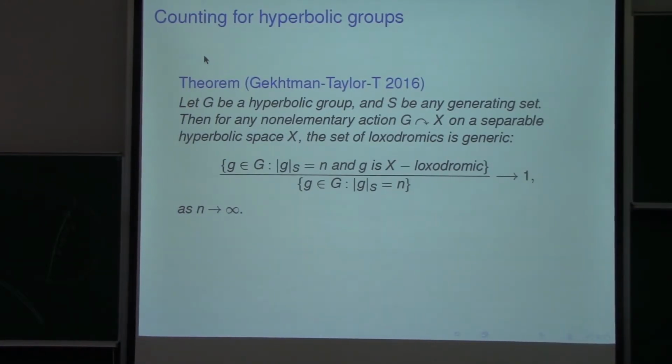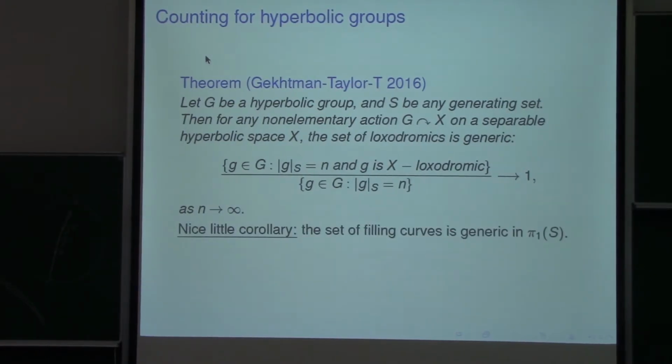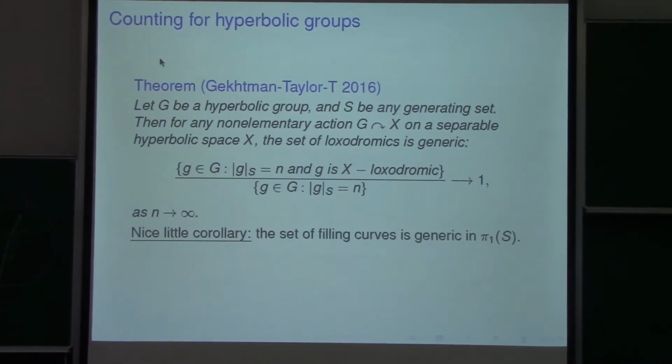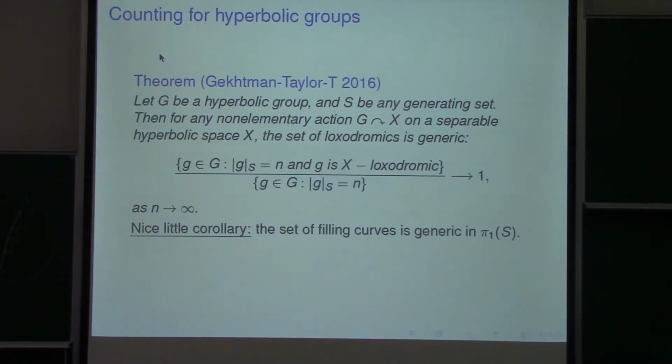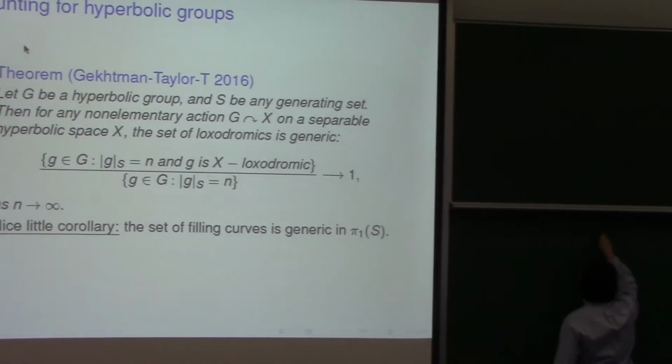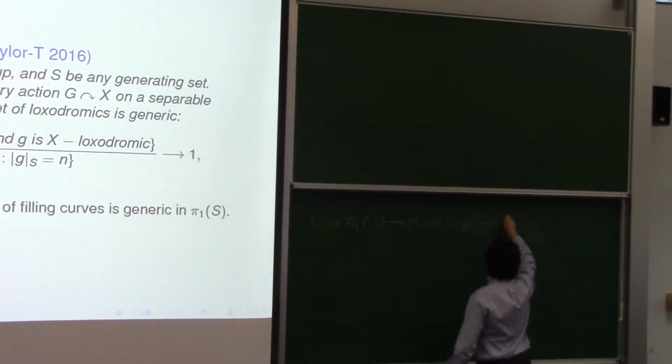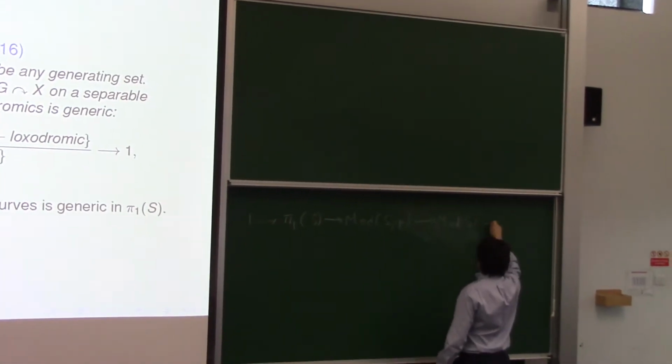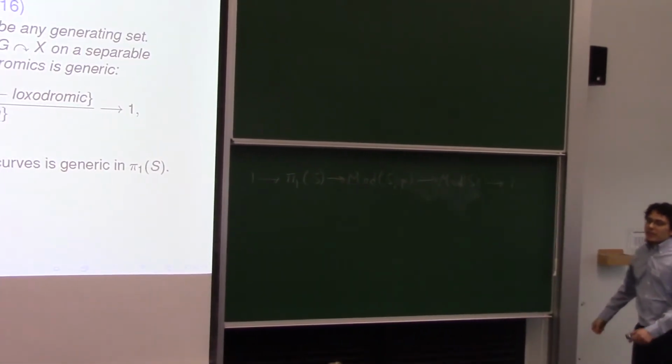So in a way, this is not so satisfying because part of the point of considering these crazy actions is that G is not hyperbolic to begin with. Otherwise, it's a bit less interesting. However, there are cool applications of this little theorem, and I like this little corollary, which is a completely crazy way to prove that filling curves are generic in pi_1 of the surface. And let me write down the proof. So basically, this is the proof.